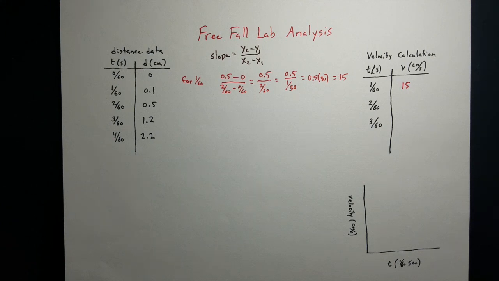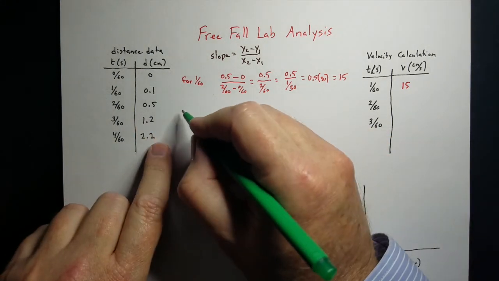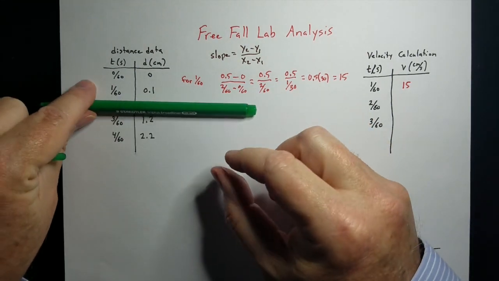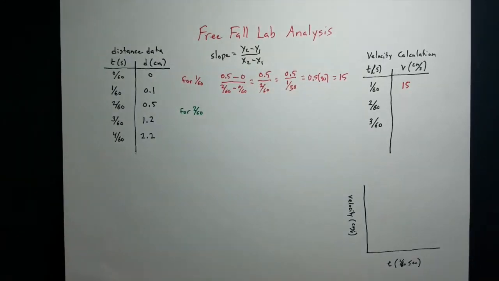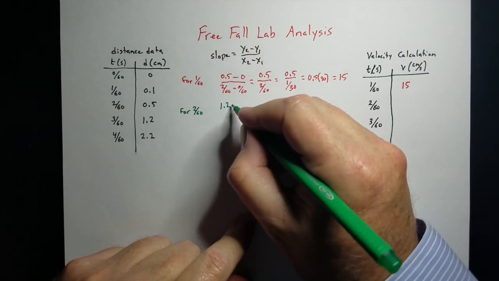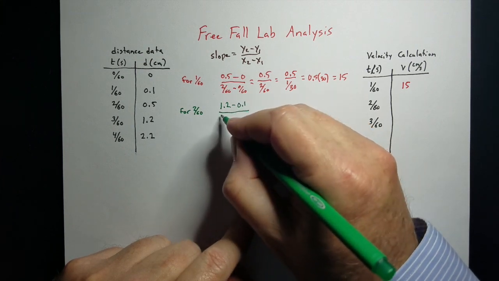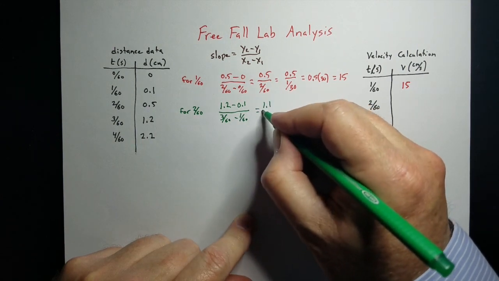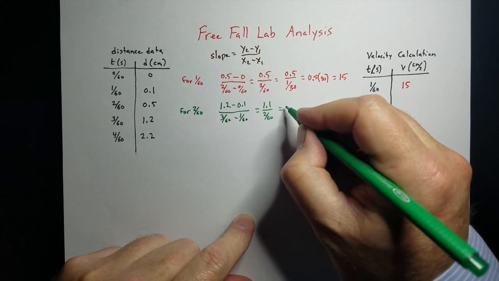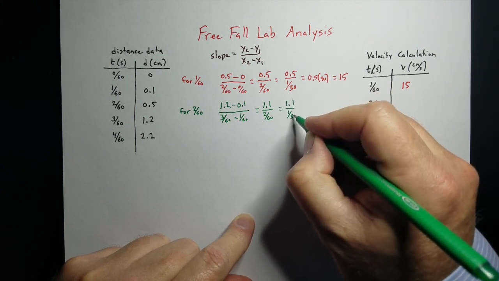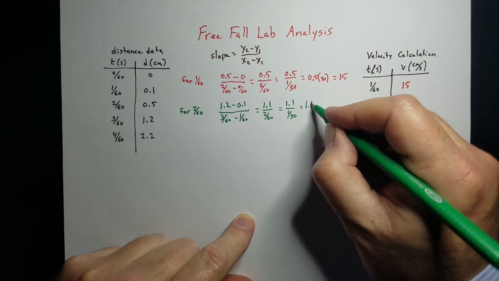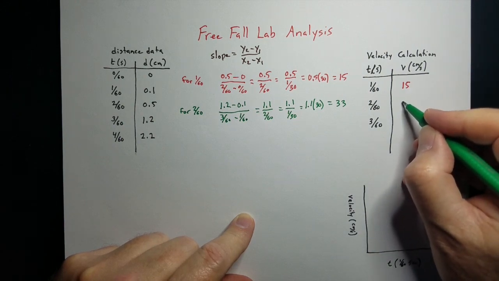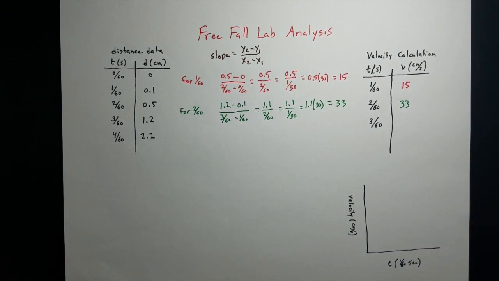And we're going to do that for another one. Let's do it for 2/60ths. So for 2/60ths, again, I want to cover up that one, take the point after minus the point before. So I get 1.2 minus 0.1 over 3/60ths minus 1 over 60. And I get 1.1 over 2/60ths. Again, that reduces to 1 over 30. That's going to be a theme. And we get 1.1 times 30, which equals 33. So my velocity for 2/60ths is 33 centimeters per second.